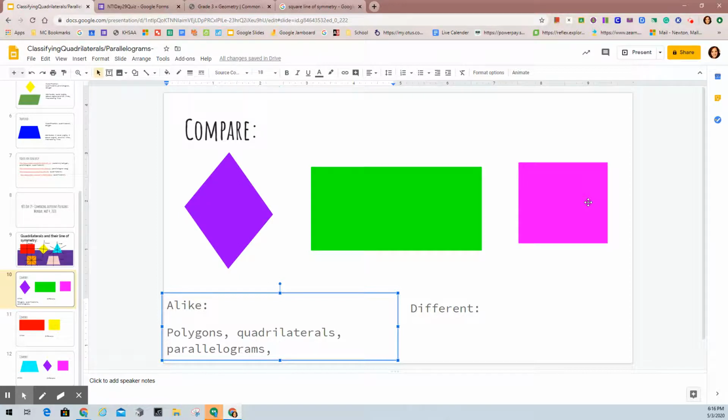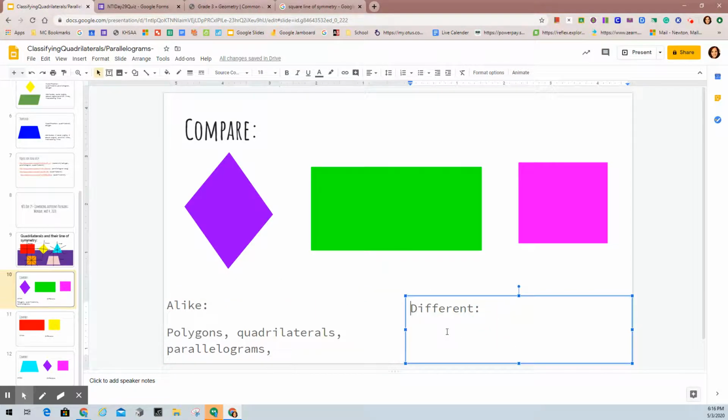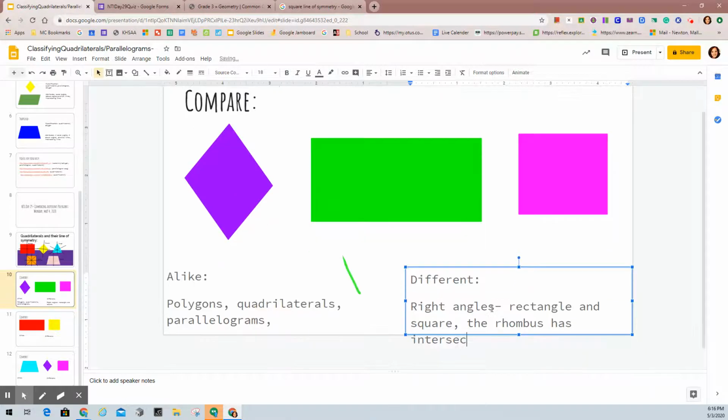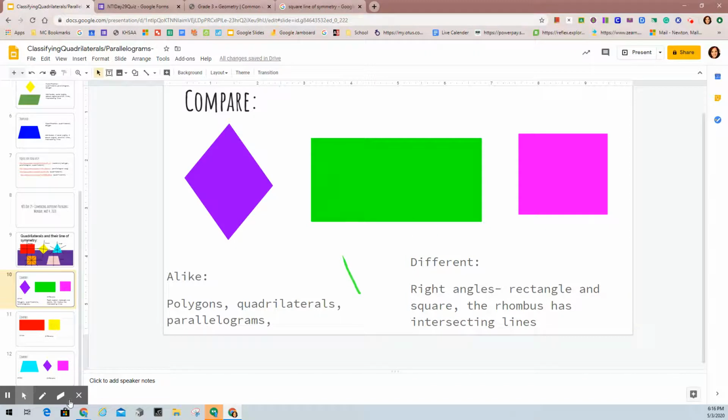Do they have intersecting lines? No, because really these two shapes only have perpendicular lines, while this shape does have intersecting lines. So this would be my only 3 things that they have in common. How are they different? Well, we just talked about it. Right angles, dash, rectangle and square. And then I would say something like the rhombus has intersecting lines.